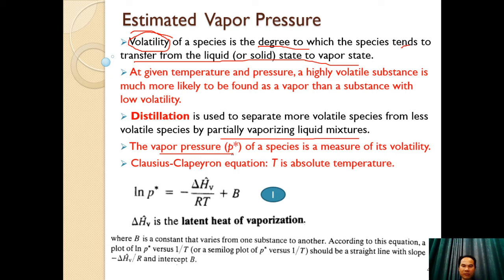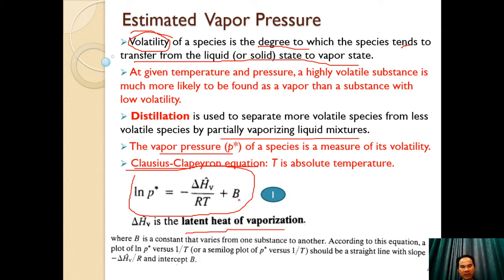it leads to vaporization. The first technique, or the first equation that we use to estimate the vapor pressure, we call it the Clausius-Clapeyron equation. Right? The Clausius-Clapeyron equation is log vapor pressure equal to minus ΔHv divided by RT plus B. This is the formula to estimate the vapor pressure, which is a function of the heat of vaporization or latent heat of vaporization.